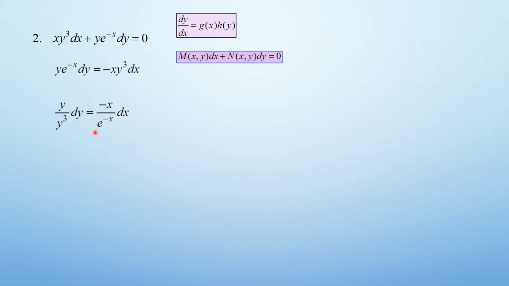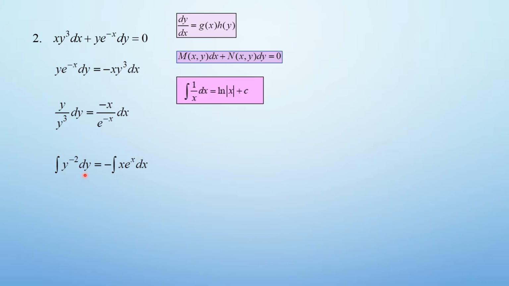We are going to proceed by integrating the left side with respect to y and integrating the right side with respect to x. At the same time, we know that y over y cubed is the same as y to the power of negative 2, and negative x over e to the negative x can be rewritten as negative x e to the power of x. What is the integration of y to the power of negative 2 with respect to y?